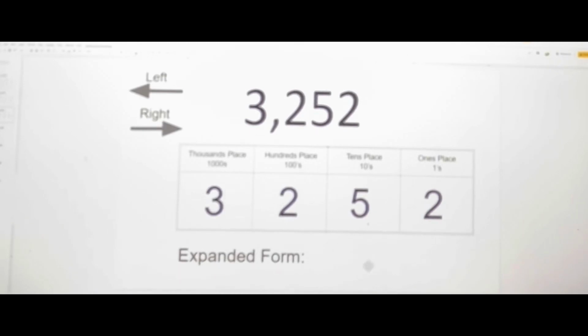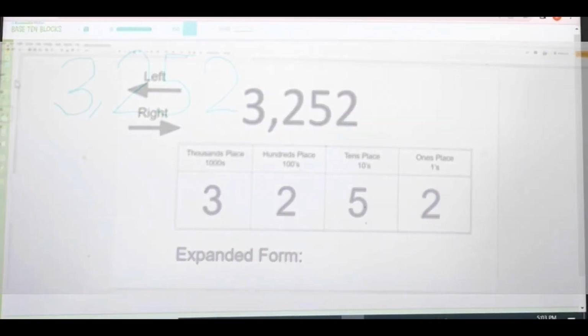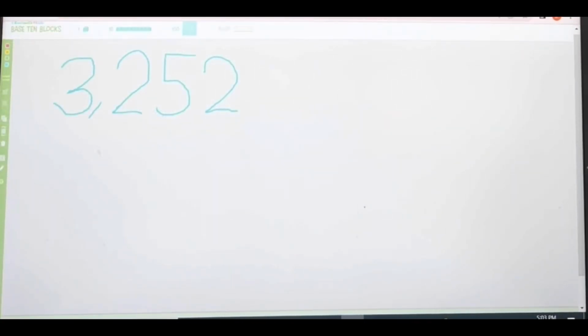So in the number 3,252, the digit 2 is the digit in the ones place, 5 is the digit in the tens place, 2 is the digit in the hundreds place, and 3 is the digit in the thousands place. Now moving on to the visual representation. So 3,252 is the number.